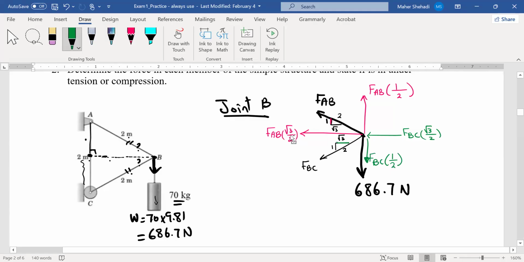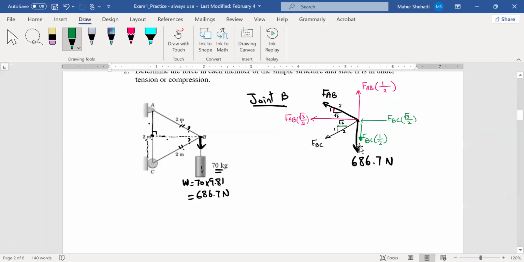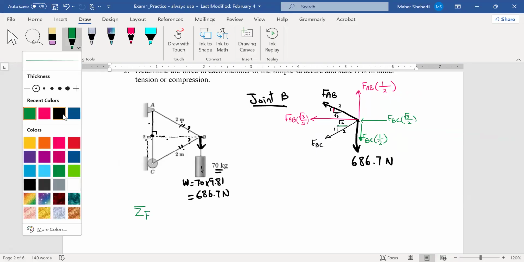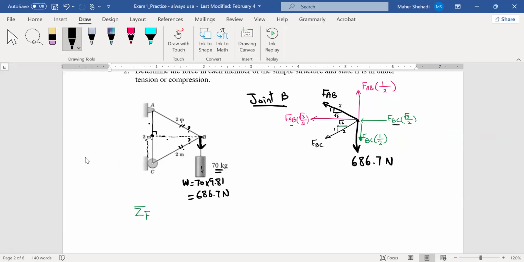Okay, so as you can see, all forces are now passing through that point. That's why we said you can't use the moment equation. So I'll do summation of forces in either way because I have two unknowns. In both cases, I have two unknowns. So it doesn't matter which one you start with. You're going to have to solve two systems, two unknowns.